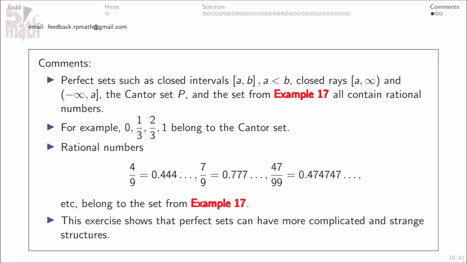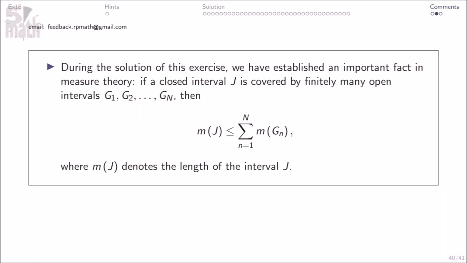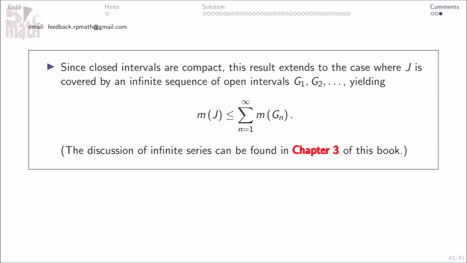This exercise shows that perfect sets can have more complicated and strange structures. During the solution of this exercise, we have established an important fact in measure theory. If a closed interval J is covered by finitely many open intervals here, then this, where m of J denotes the length of the interval J. Since closed intervals are compact, this result extends to the case where J is covered by an infinite sequence of open intervals this, yielding this. The discussion of infinite series can be found in Chapter 3 of this book.